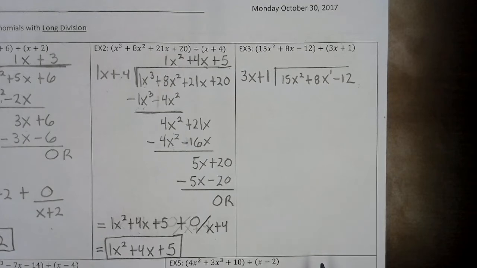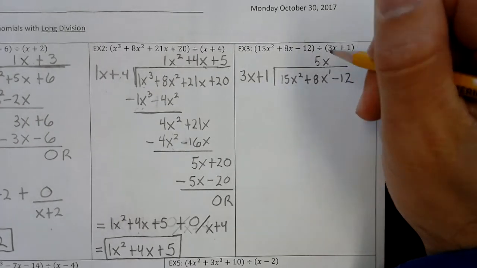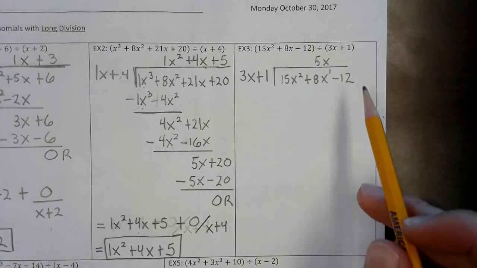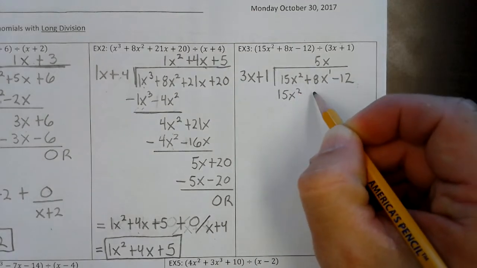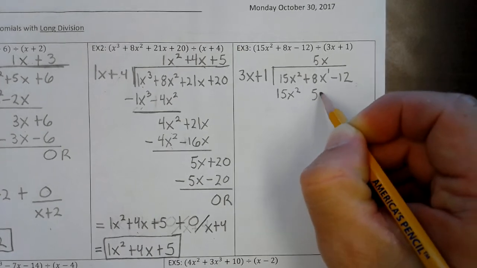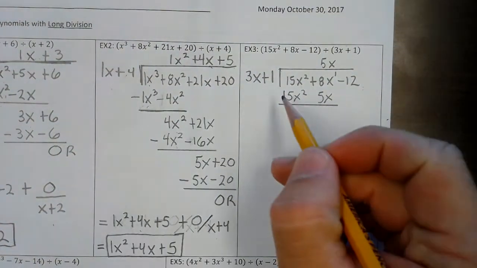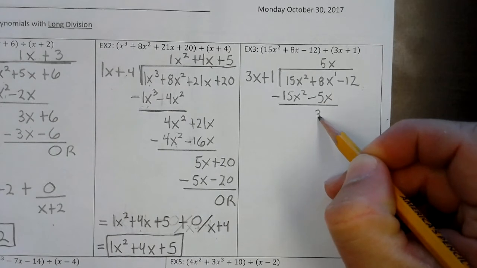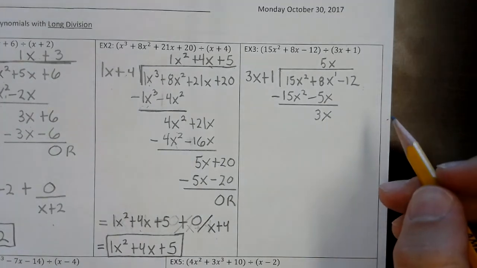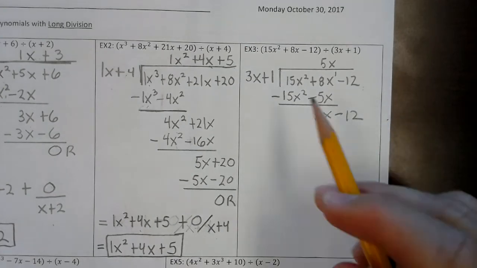All right, so step 1, how many times does 3x go into 15x squared? Well, the answer to that is 5x. So now we multiply 5x times 3x plus 1. That's 15x squared plus 5x. I don't put the plus because I know I'm going to subtract. Cancels. The first term doesn't cancel. You know you made a mistake, but they cancel, so we're good. So then you subtract, you get 3x. Now we've subtracted. Now, next step, we bring down the minus 12, and then we repeat the steps.